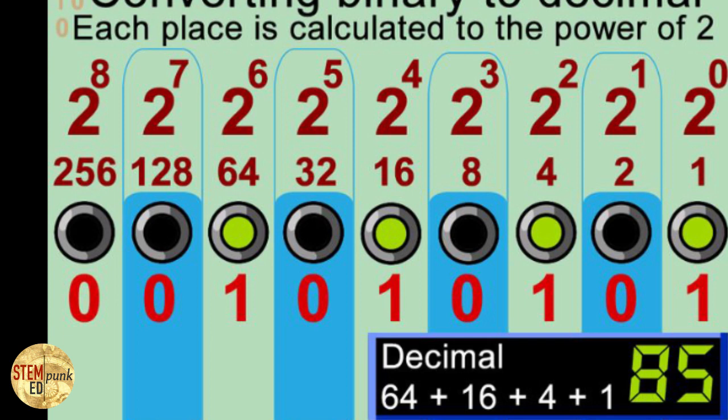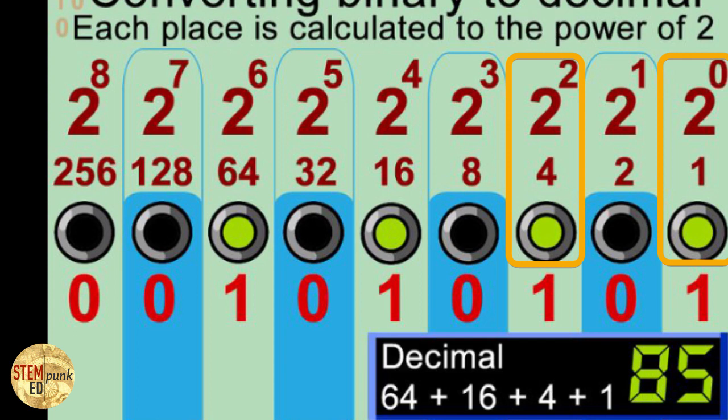Now we have the 9-bit binary number 10101010. The light for 2 to the 0 power is on, so we place a 1 in that place value position and add a decimal 1 to our conversion. The light for 2 to the 1st power is off, so we place a 0 in that place value position and do not add a decimal 2 to our conversion. The light for 2 to the 2nd power is on, so we place a 1 in that place value position and add a decimal 4 to our conversion.